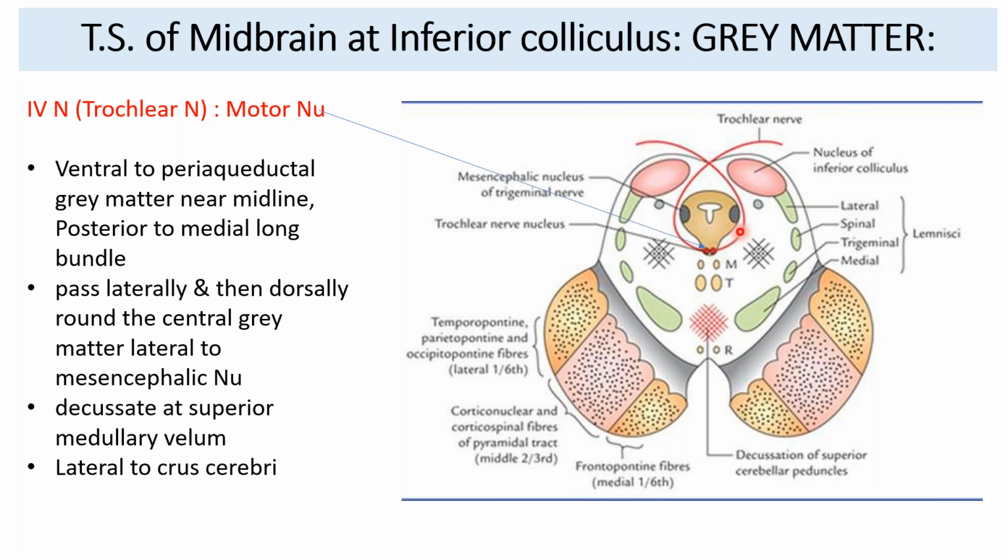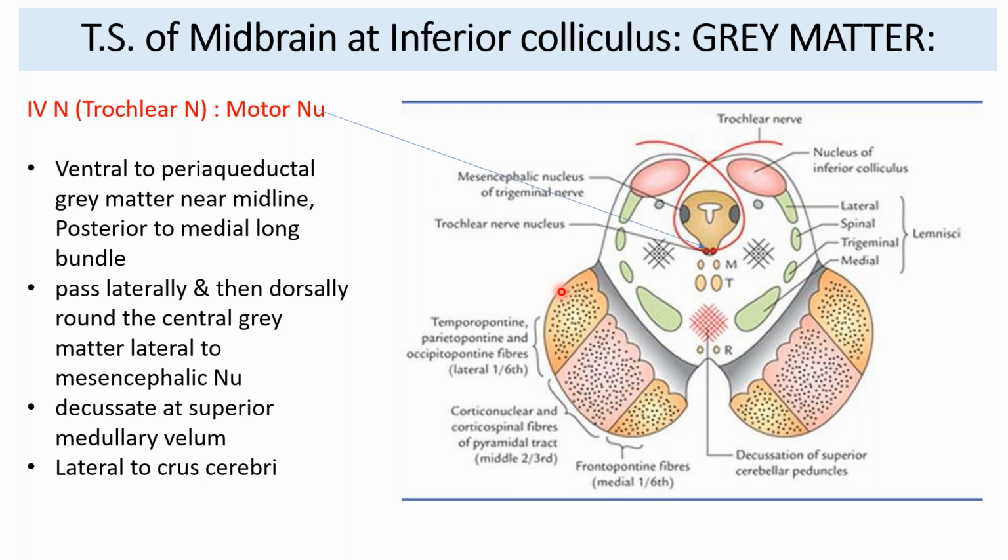The fiber goes laterally and then dorsally it winds around the central gray, and it is also lateral to the mesencephalic nucleus of the trigeminal. So not only is it winding laterally around the central gray, but also lateral to the mesencephalic nucleus, and then it is decussating and crossing, that means crossing at the superior medullary velum, and then goes lateral, and from here if you trace it further, the fiber will come out and will be lateral to the crus cerebri.